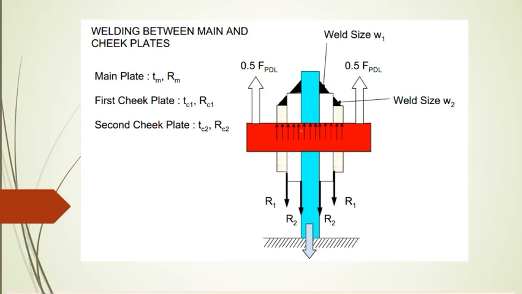This is the weld size. This is the main plate and these are the cheek plates. So: main plate thickness, main plate radius, first cheek plate thickness, first cheek plate radius, second cheek plate thickness, second cheek plate radius. These are the forces R1, R2, R1, which is 0.5 times, 50% of whatever the design spring load is. So this is the area where the forces are transmitted.